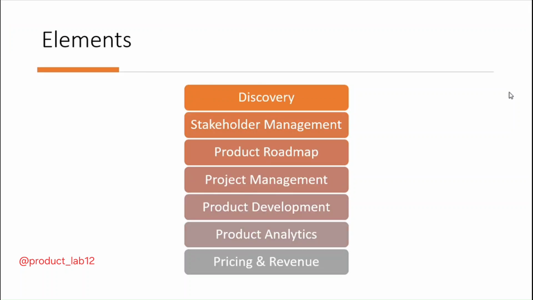Now coming to the next thing, elements of product management. So there are different elements, and this is what I have summarized for you guys. So the first is product discovery. So basically this is figuring out what should be built, and for this we need to do user research, market sizing, and presentation of solution to stakeholders to discover what we have to build.